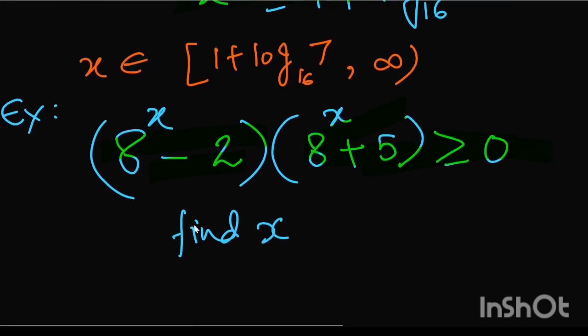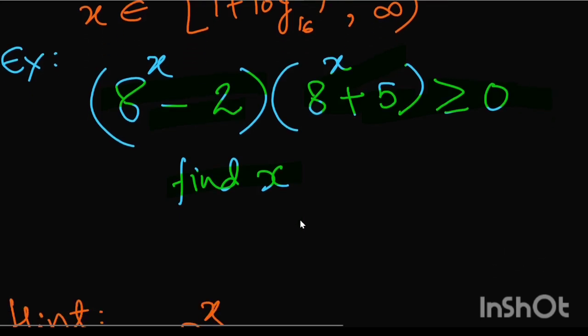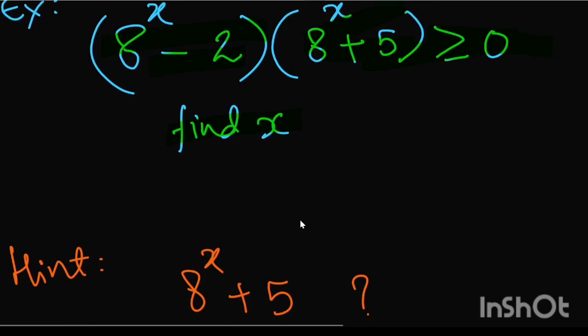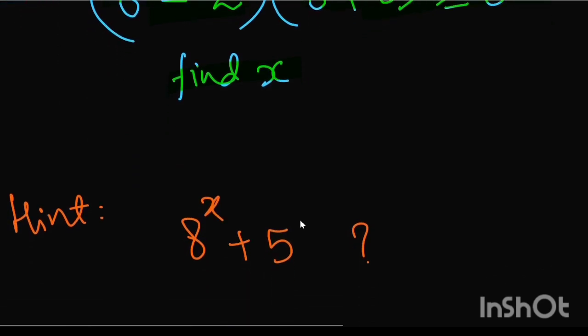We have to find x. So here we have two factors. If we examine the two factors closely, that will give the way to approach further. That constitutes the hint of this question, guys. Like, what is the second factor? 8 to the power x plus 5.